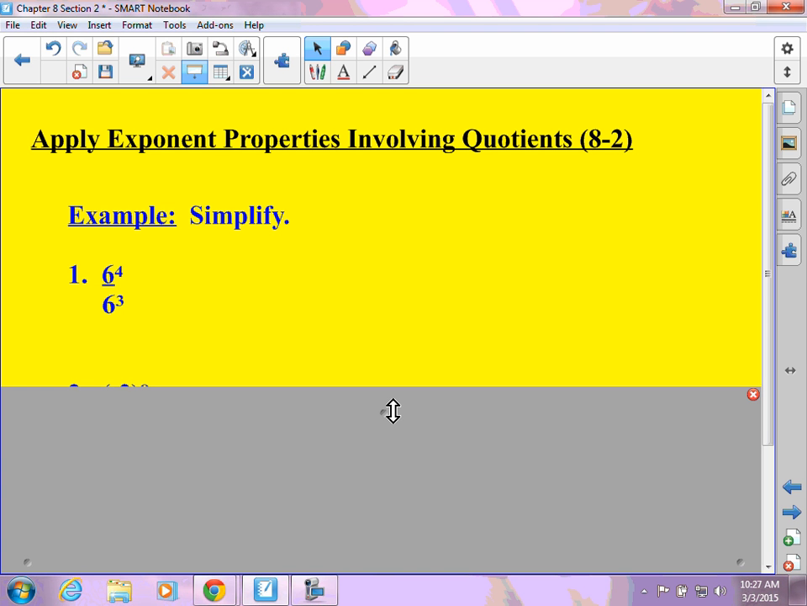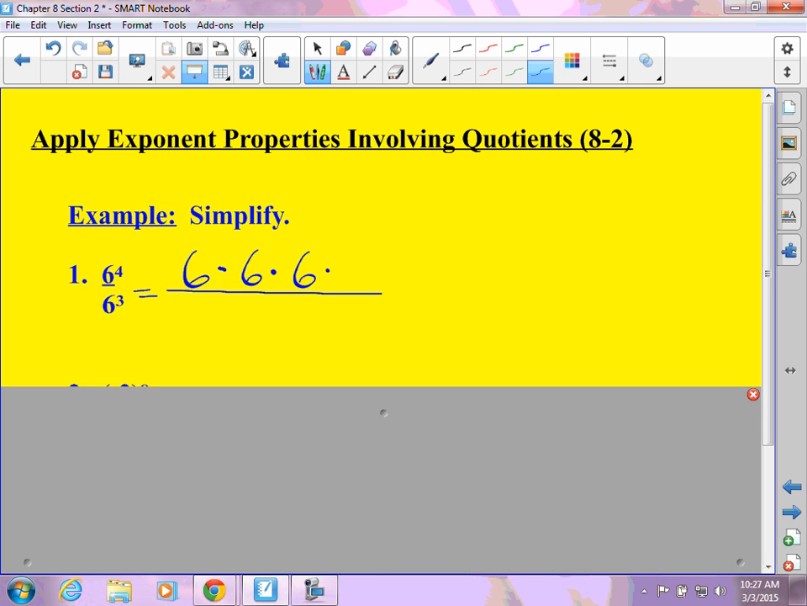So if I take a look at number 1 and I take a look at the numerator, how many 6s do I have? I've got 4, don't I? So I'm going to write this out as 6 times 6 times 6 times 6. So I got 4 of them. And in the denominator, how many 6s do I have? I got 3. So 6 times 6 times 6. And notice there's multiplication in the whole thing. This only works if there's multiplication. If there's addition, this doesn't work.